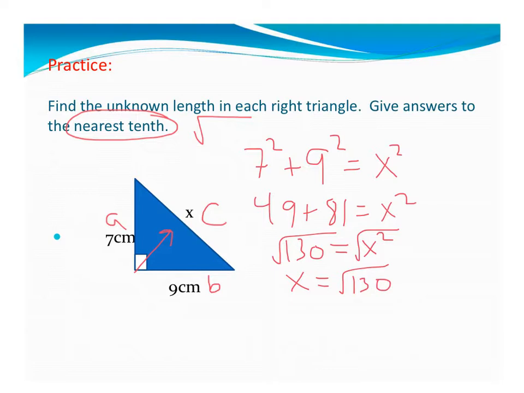Can I simplify that? No, there are no perfect squares that I can divide out of this one. I know that because I've done it before. But if you were to try dividing by 4, dividing by 9, dividing by 16, and so forth, you're not going to find anything that divides out that's a perfect square. The other question you might be asking is, why isn't there a plus or minus? So I will ask you, why isn't there a plus or minus in this problem?